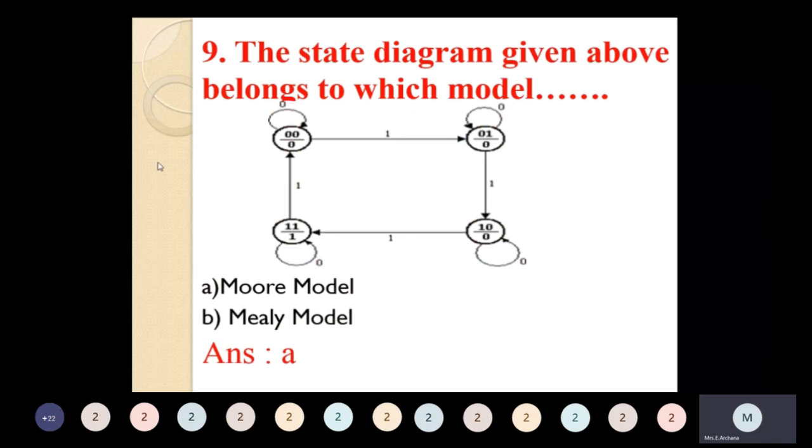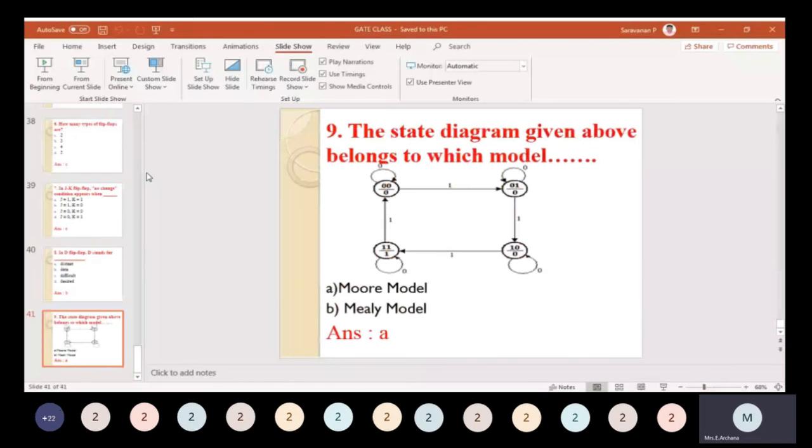So the given state diagram represents the Moore model. In the case of a Mealy model, the output will be represented on transitions. It consists of different outputs when x is equal to 0 and x is equal to 1. So that is in the case of a Mealy model.